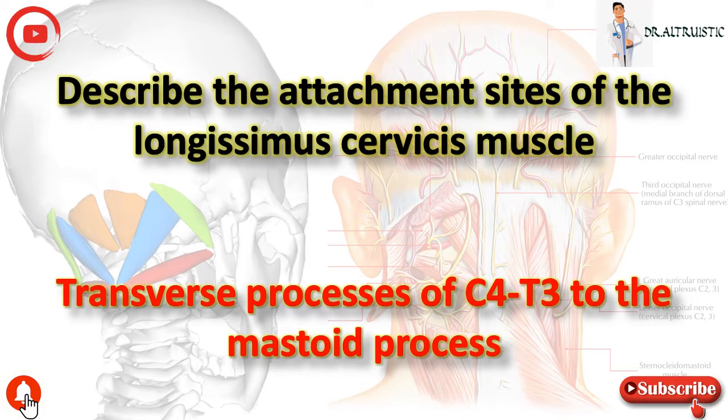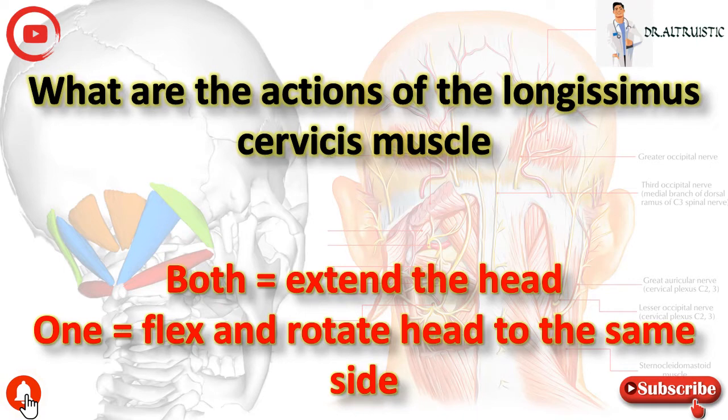Describe the attachment sites of the longissimus cervicis muscle. Transverse processes of C4-T3 to the mastoid process. What are the actions of the longissimus cervicis muscle? Both equals extend the head. One equals flex and rotate head to the same side.